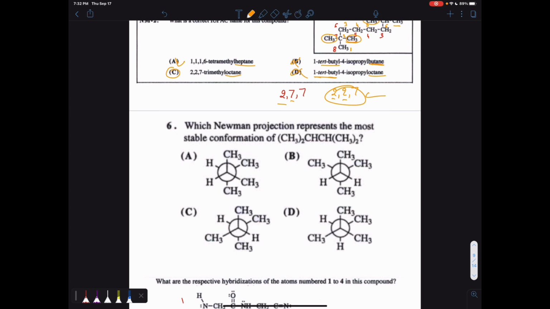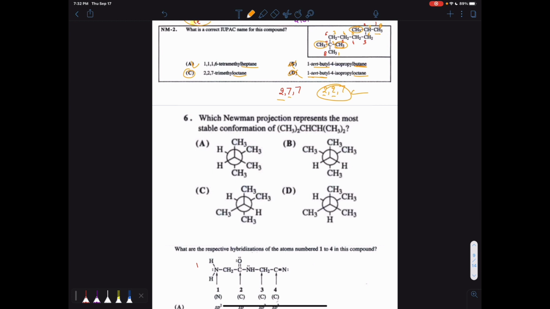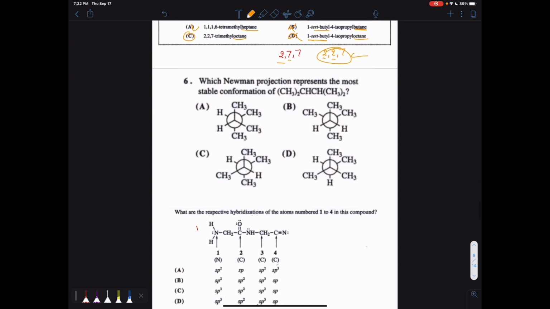Which Newman projection represents the most stable conformation of CH3 taken twice? What I like doing for these problems is just drawing it out, and then you can see what they're looking at. So CH.